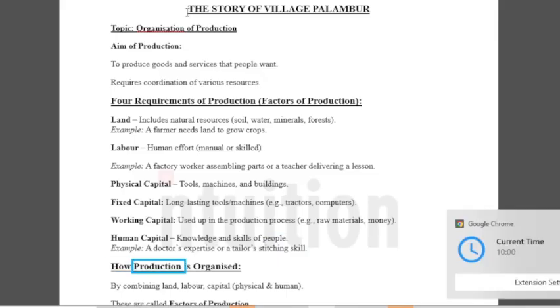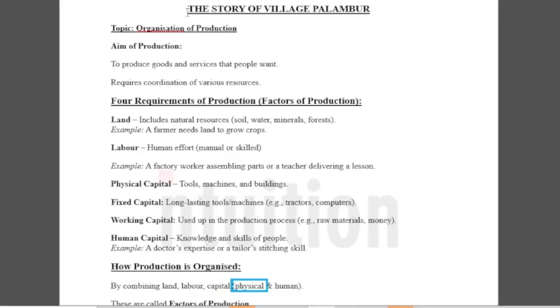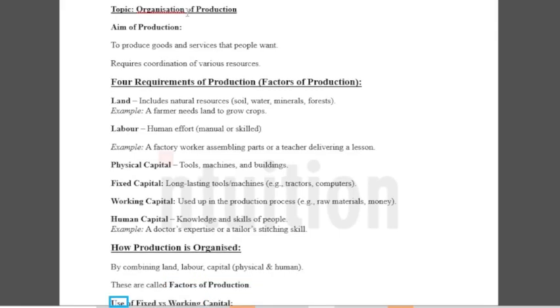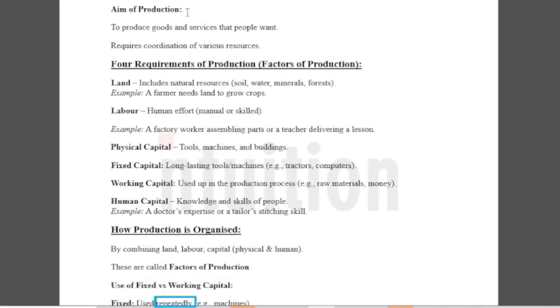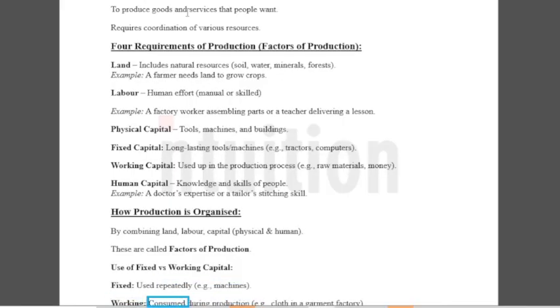Production is organized by combining land, labor, and capital, physical and human. These are called factors of production. Use of fixed versus working capital: fixed capital is used repeatedly, e.g., machines. Working capital is consumed during production, e.g., cloth in a garment factory.